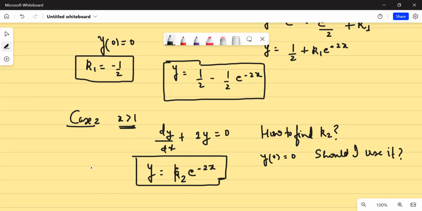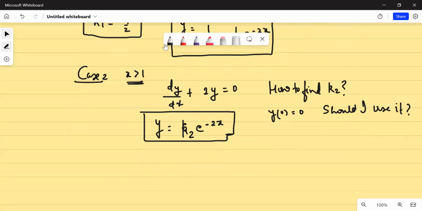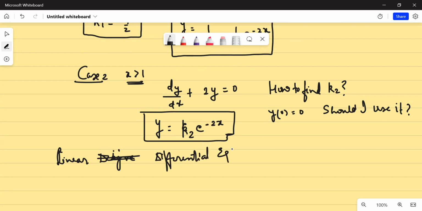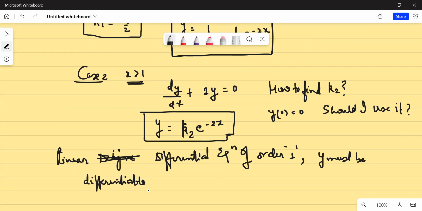Okay. So now what to do? Now you see that this is a first order differential equation, isn't it? It is a first order linear differential equation. So this is a linear differential equation of order 1. So clearly y must be differentiable. And if y is differentiable, what does it imply? It implies y must be a continuous function.